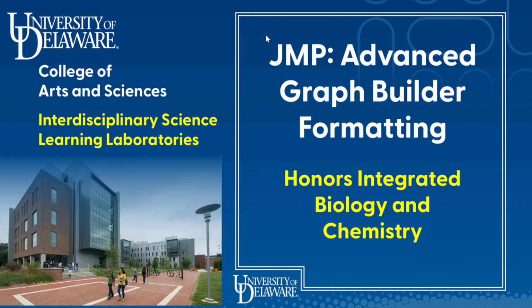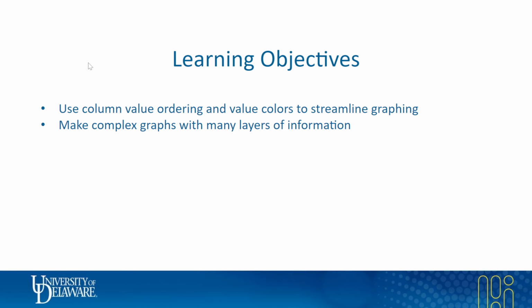In this video, we'll be going over some more advanced formatting tools in Graph Builder, as well as trying to make a graph with very high information density. So how can you use the tools in JMP to get lots of data onto one graph? Our goals here: we're going to use value ordering and value colors to streamline graphing as well as make complex graphs with many layers of information.